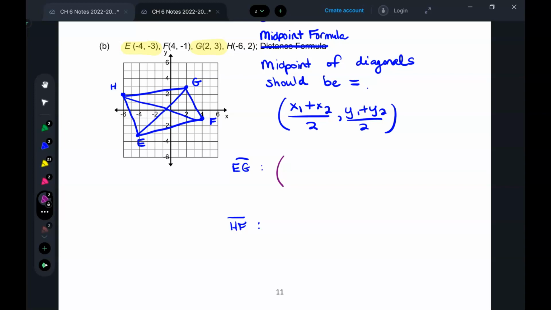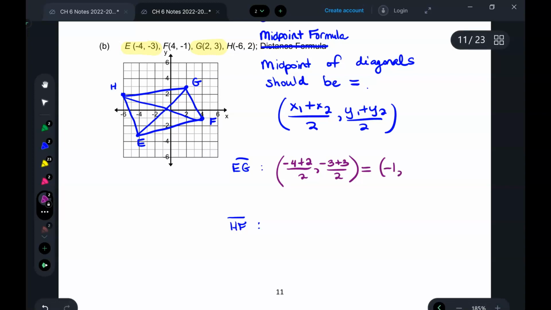Okay, so let's do E and G. So -4 plus 2 over 2. And then the y1 plus y2, so that's going to be -3 plus 3, over 2. What's that give us for the ordered pair? -4 plus 2 is -2, so over 2 it would be -1. And -3 plus 3, what's that end up giving us? Zero. 0 divided by anything is 0.